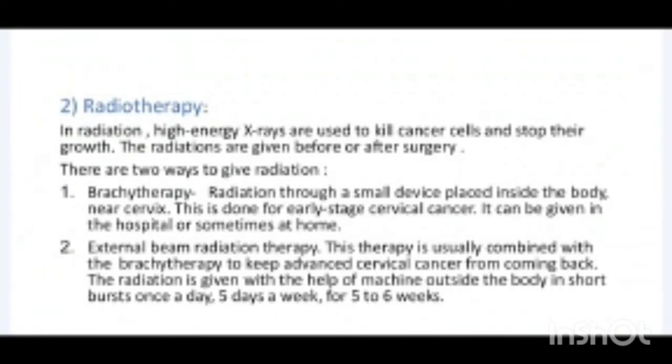Second is radiotherapy. In radiotherapy, high energy X-rays are used to kill cancer cells and to stop their growth. The radiation is given before or after the surgery. There are two ways to give radiation. First is brachytherapy and second is external beam radiation therapy. In brachytherapy, radiation is given through a small device which is placed inside the body near the cervix. This is done for early stage cervical cancer. It can be given in the hospital or even at home.